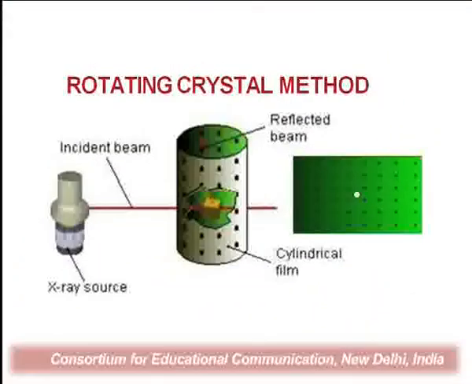Here we see on the screen that we use the X-ray source, and the X-ray beam is incident on a crystal which is surrounded with a cylindrical film, and the beam is reflected through the rotating crystal, and on the photographic plate we get the pattern. So this is the basic steps behind the rotating crystal.